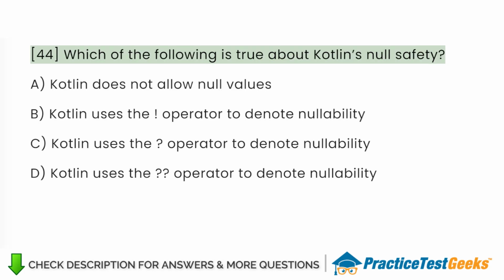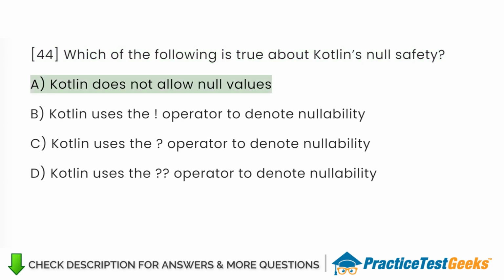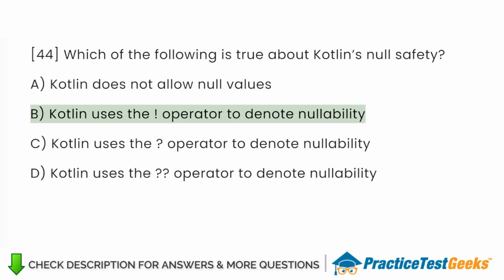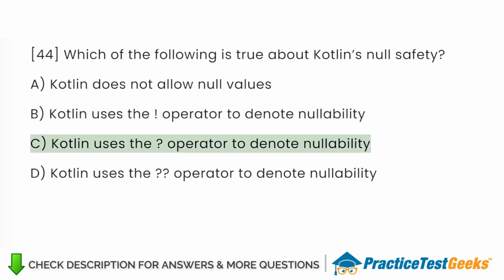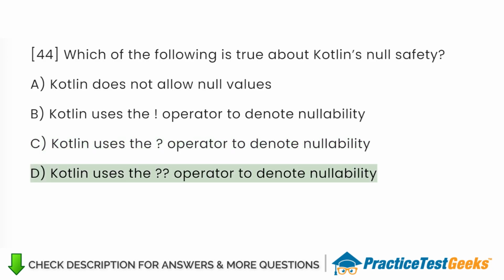Which of the following is true about Kotlin's null safety? A. Kotlin does not allow null values. B. Kotlin uses the operator to denote nullability. C. Kotlin uses the operator to denote nullability. D. Kotlin uses the operator to denote nullability.